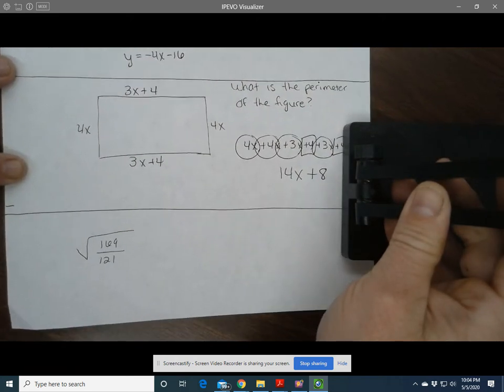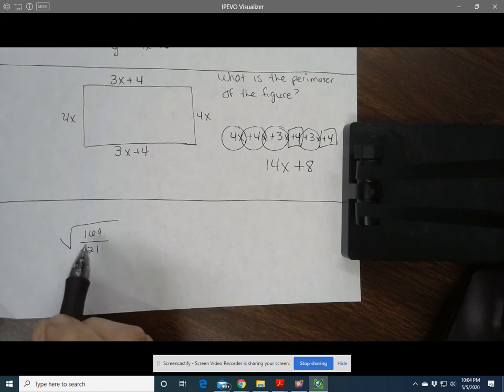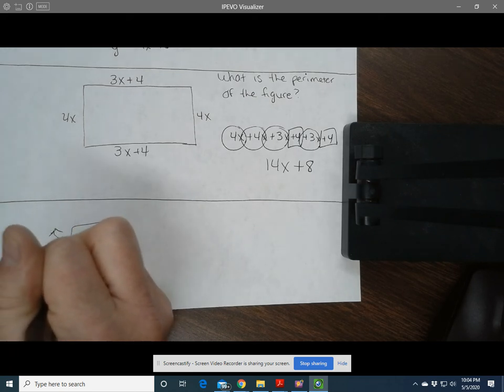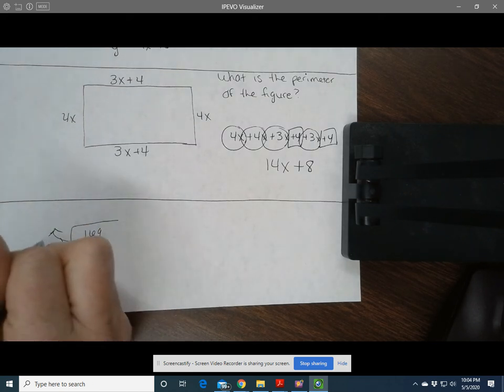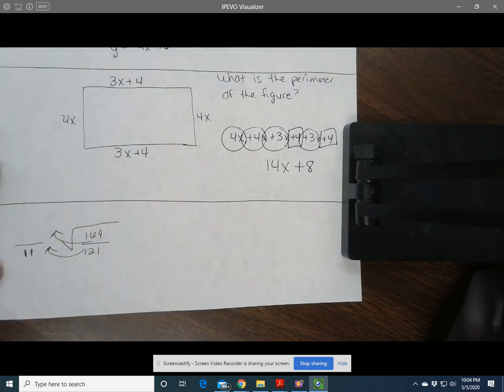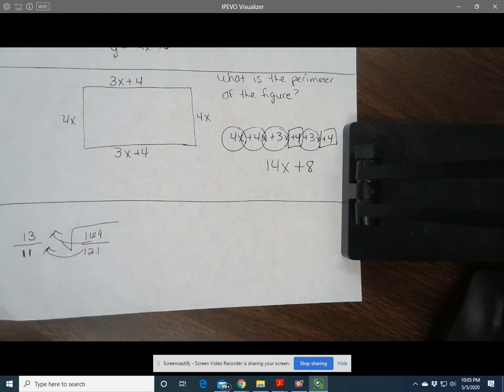Now, I messed up and didn't give you a perfect square. I'm sorry. It was a test generator. On your one that looked like this, I want to give you another one. Again, you just pull out the perfect squares. So the perfect square of 121 is 11. And the perfect square of 169 is 13. So your answer is 13 over 11.